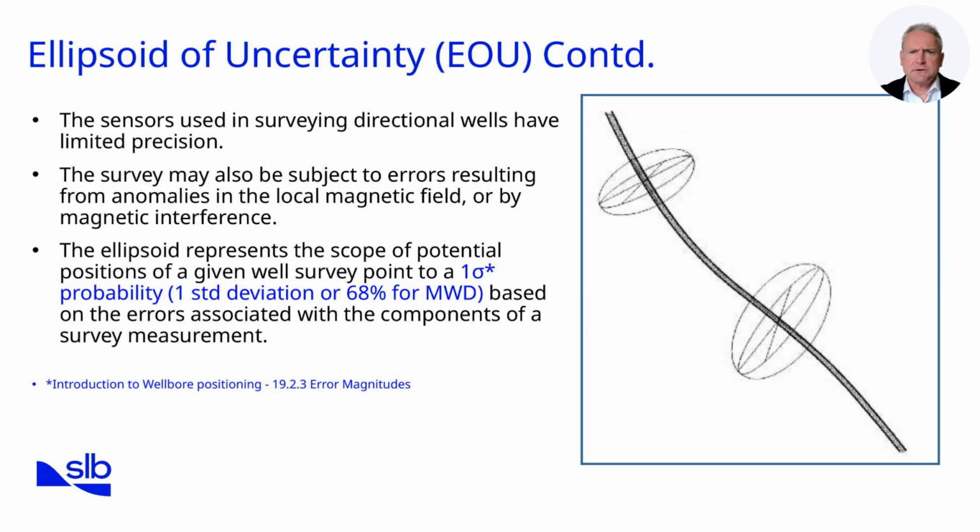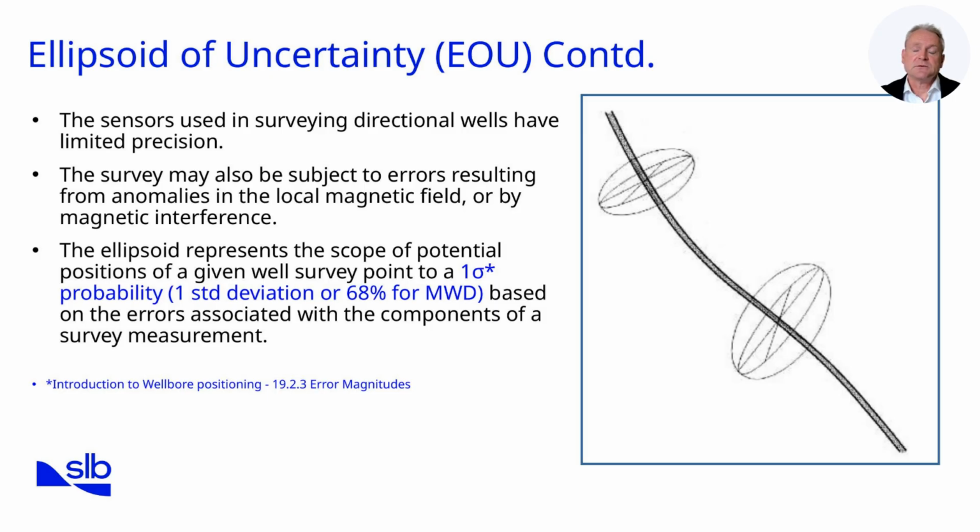The ellipsoid represents the range of possible positions of the wellbore at a given survey point, typically expressed as a probability boundary. Most often, we describe this with one standard deviation, or 1 sigma, which equates to a 68% probability that the true well position lies inside the ellipsoid. In other words, about 2/3 of the time, the well's actual path will fall within that space, assuming the error model is accurate. In directional drilling, this is essential for anti-collision work.